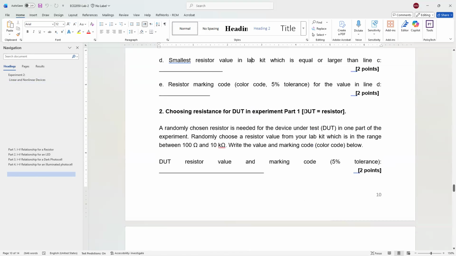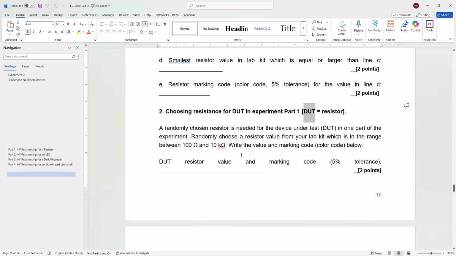Now what about the DUT? Please don't be confused between DUT and R. Here in this lab, we are interested to test or to know if the DUT is linear or not. R is just used to limit the current. Okay, limit the current.